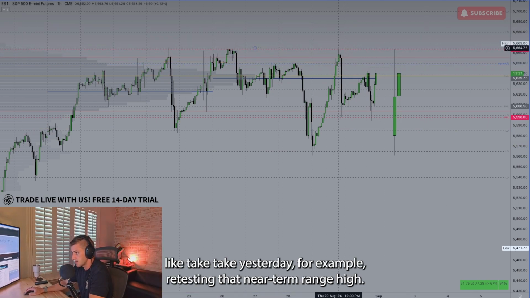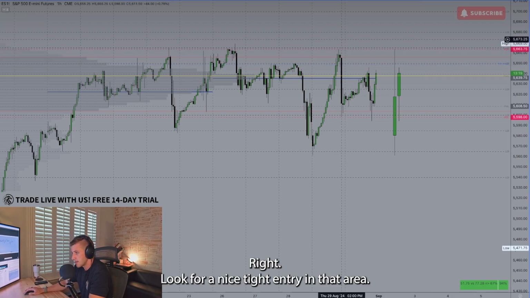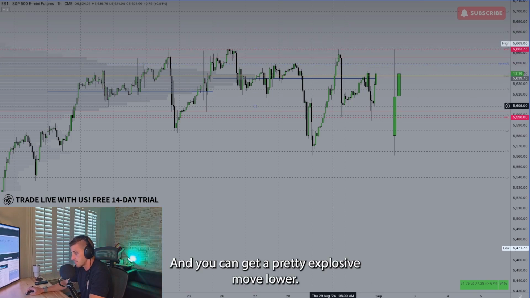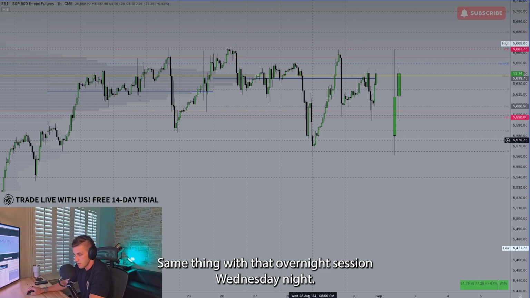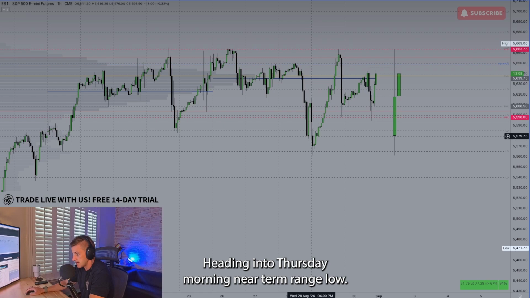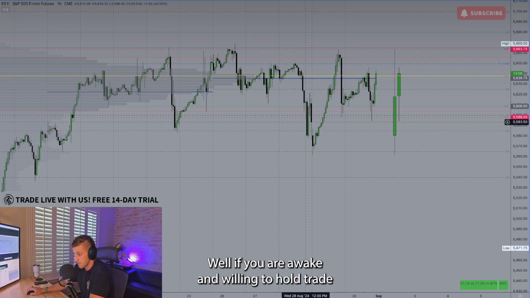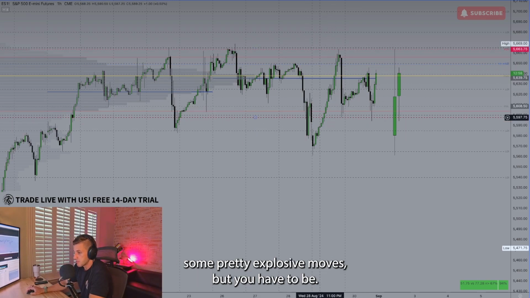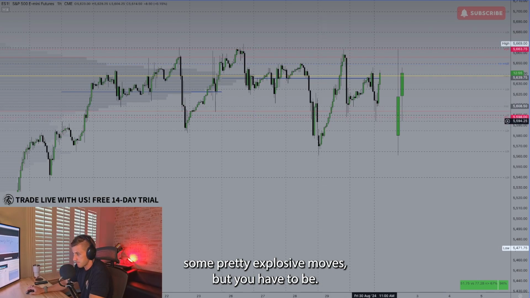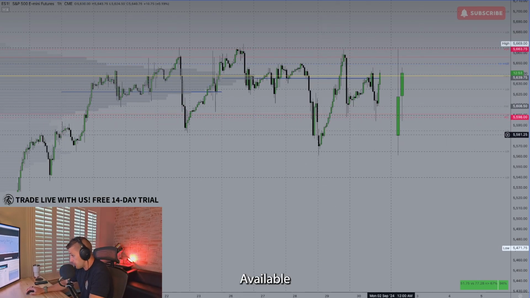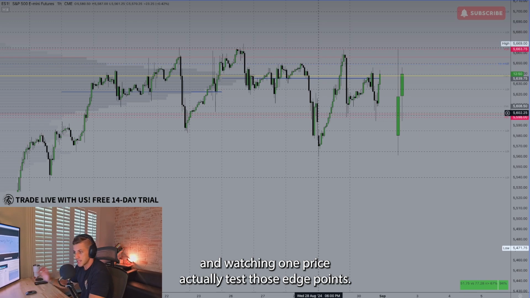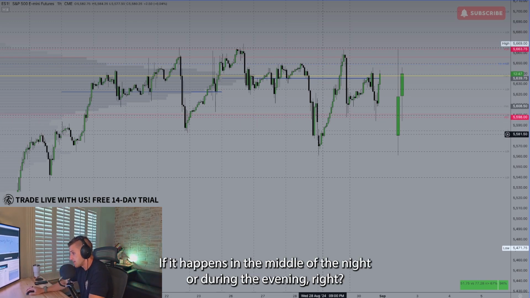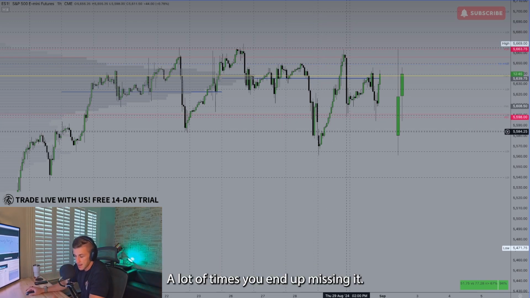Like take yesterday, for example, retesting that near-term range high, right? You look for a nice tight entry in that area and you can get a pretty explosive move lower. Same thing with that overnight session. Wednesday night heading into Thursday morning, near-term range low. Okay, well, if you are awake and willing to hold a trade during that overnight session or watch it all night, right? You can capture some pretty explosive moves, but you have to be available and watching when price actually tests those edge points. If it happens in the middle of the night or during the evening sesh, right? A lot of the times you end up missing it.